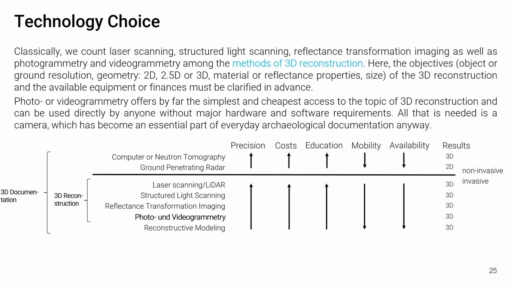Photogrammetry or videogrammetry offers by far the simplest and cheapest access to this topic and can be used directly by anyone without major hardware and software requirements. All that is needed is a camera, which has become an essential part of everyday archaeological documentation anyway. Scanning with laser or structured light is ideal for archiving objects in museums, for example, because of its high precision.